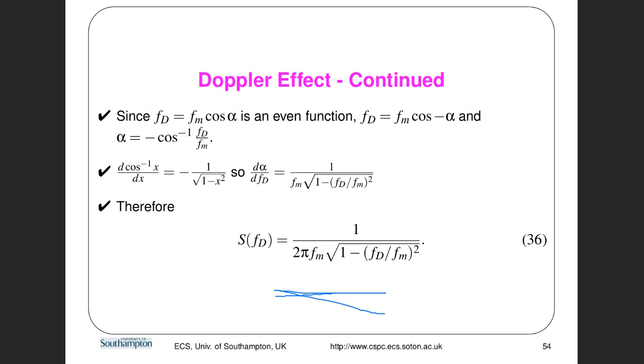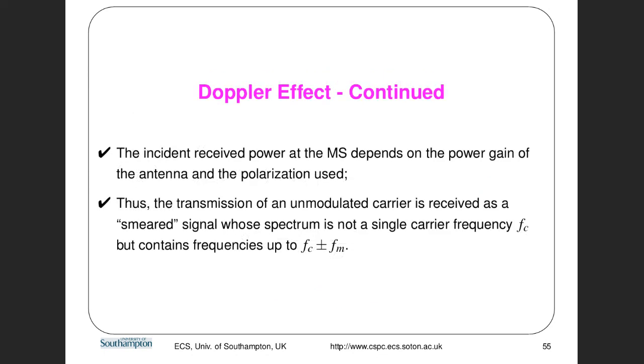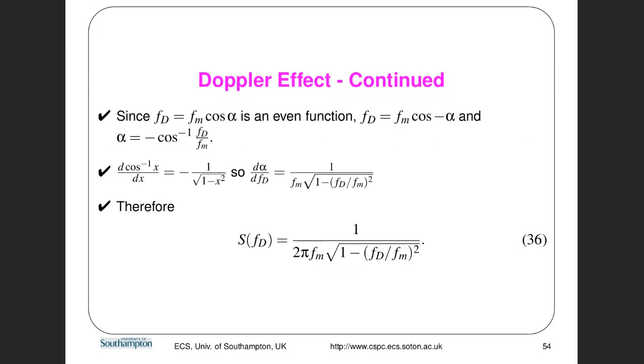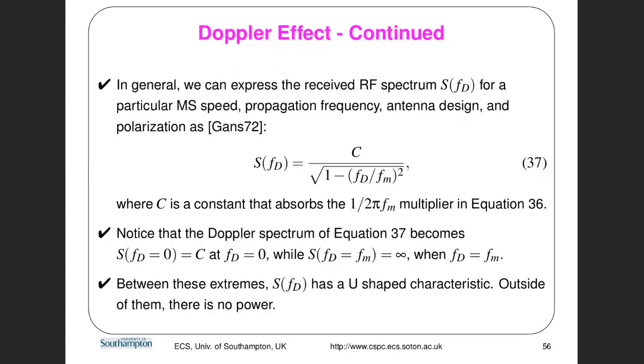So basically, originally, for example, when you have a signal at FC, there is only signal power at FC. But now, with this power spectrum density, we have power in the range of FC plus and minus the maximum Doppler frequency. So if we look at this equation again here, we can consider this as a constant. The constant absorbs 1/2 pi fm, where fm is the maximum Doppler frequency.